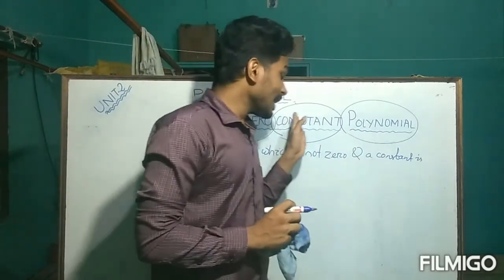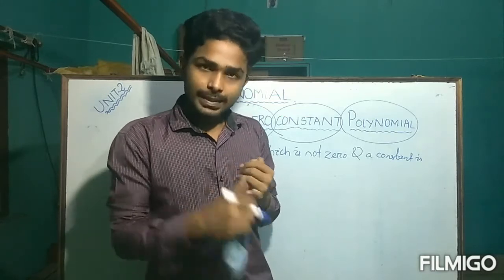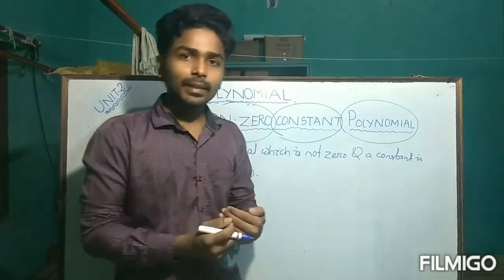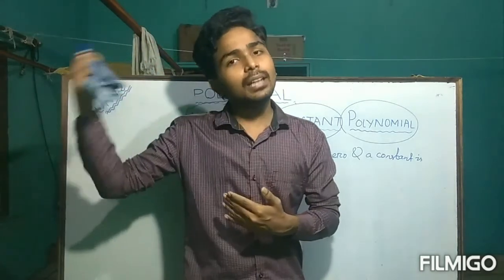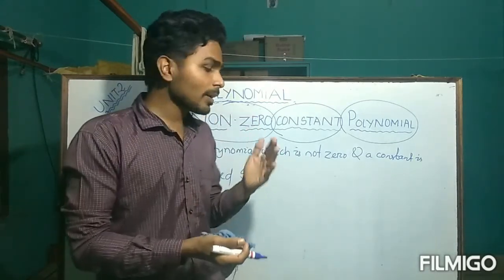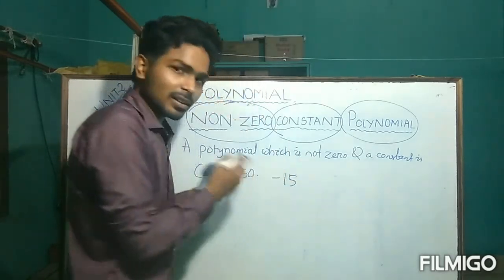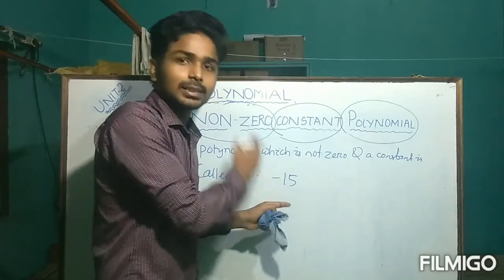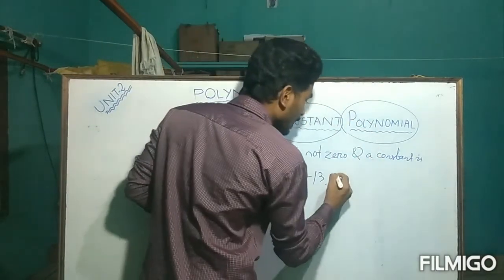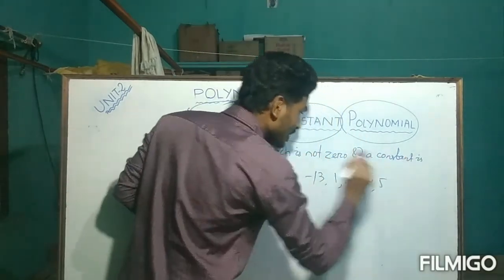What are the examples of it? As we know, all the integers are constant terms: 1, 5, 7. The value of 1 is always 1. The value of 7 is always 7. Wherever you are, in India or in UK or USA, the value of 7 always remains constant. The value of minus 2 always remains constant. The value of minus 15 always remains constant. So these are known as constant terms. Minus 15, minus 13, minus 12, minus 11 up to 1, 2, 3, 4, 5, these are known as constant terms.